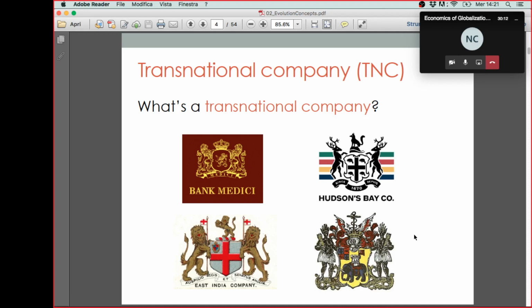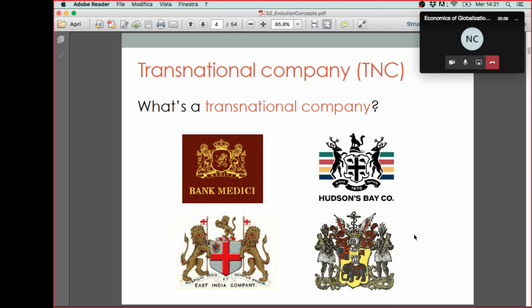Now, of course, multinational companies are not new; they've always existed. If you apply this definition, they have always been involved in different sectors. For instance, one of the first multinational companies ever was the Bank of Medici. It was an Italian company, of course involved in the financial sector, and it was basically a bank that was mainly based in Italy, but that opened several branches in other countries in Europe.